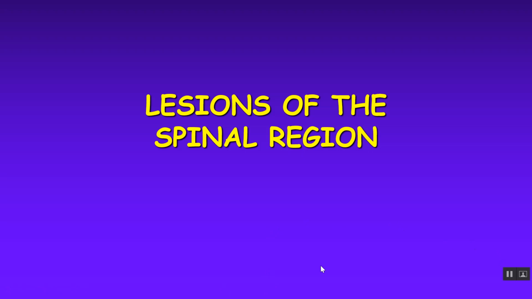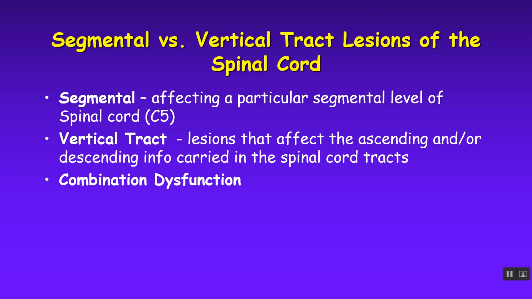All right. Now the clinical stuff here, lesions. This is the important stuff. Lesions of the spinal region. All right, so I've alluded to this a little bit with spinal lesions, is we have to understand this concept of what happens at the segmental level and what happens to the tract. So there's what we call the segmental versus vertical tract lesions in the spinal cord.